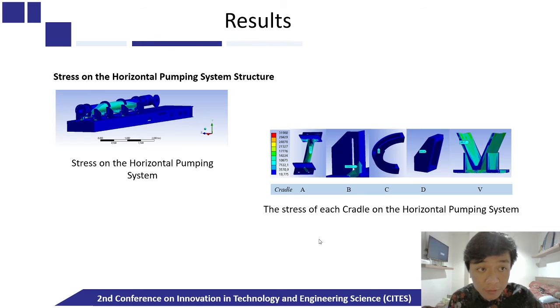The next result is stress on the horizontal pumping system structure. Based on the results of the structural analysis, the greatest stress was found on the middle side of the horizontal pumping system. This stress is caused by an increase in the load on the suction nozzle and discharge nozzle of the horizontal pumping system. The stress of its cradle in the horizontal pumping system can be seen in the following figure 2. The increase in load on the suction nozzle and discharge nozzle causes the cradle to stretch and tighten.